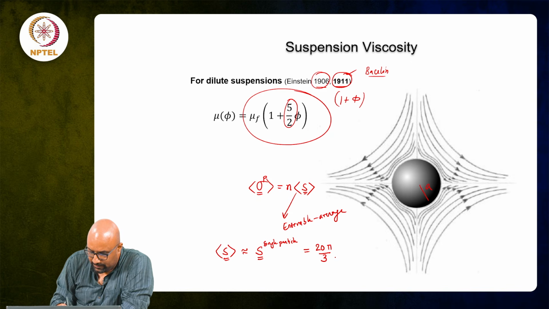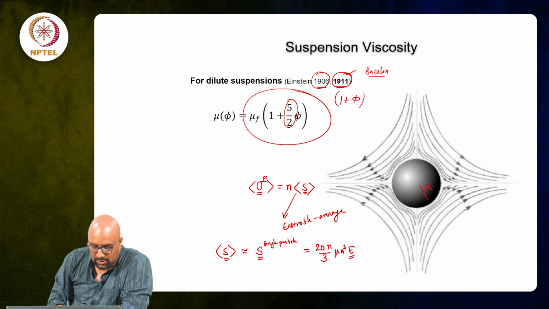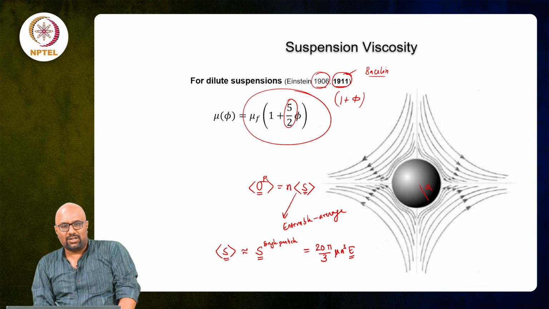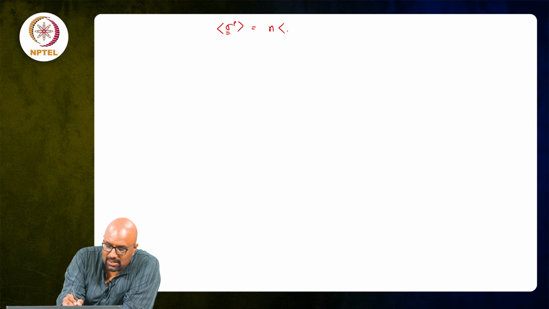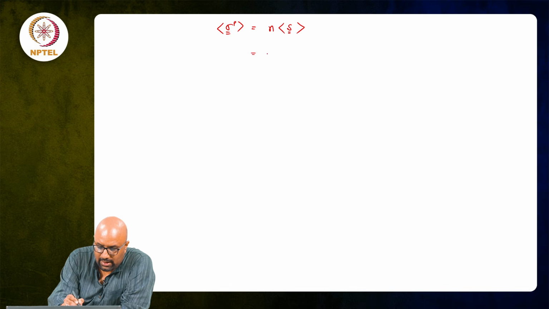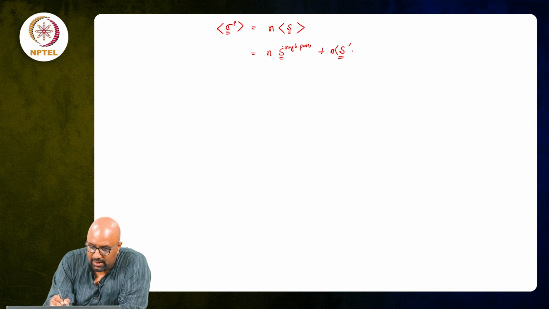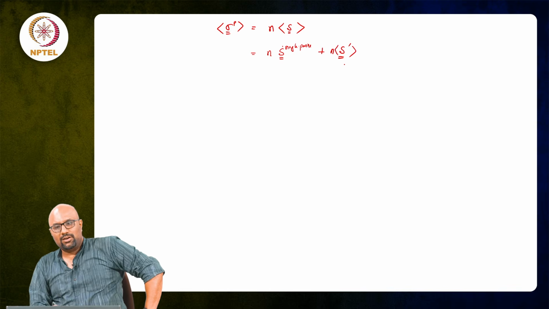20 pi by 3 mu a cube E. So, we use this in order to find out what was the correction to suspension viscosity. So, now if I have to compute the particle stress, I need to say, can I approximate this as the single particle value plus an additional perturbation to the single particle value.